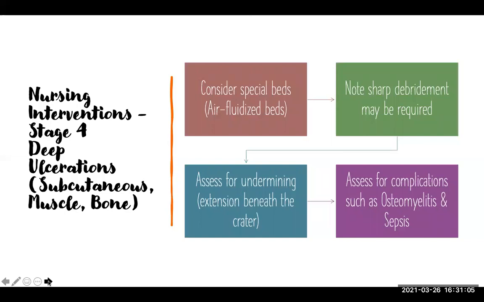We want to assess for undermining and also assess for tunneling. So these are really deep, deep craters that are created in the skin when we see a stage 4 wound. We're going to assess for complications of infection. They usually come in with an infection. And the worst type of infection is osteomyelitis, sepsis also. But osteomyelitis is automatically ruled out or ruled in with a stage 4 pressure ulcer.